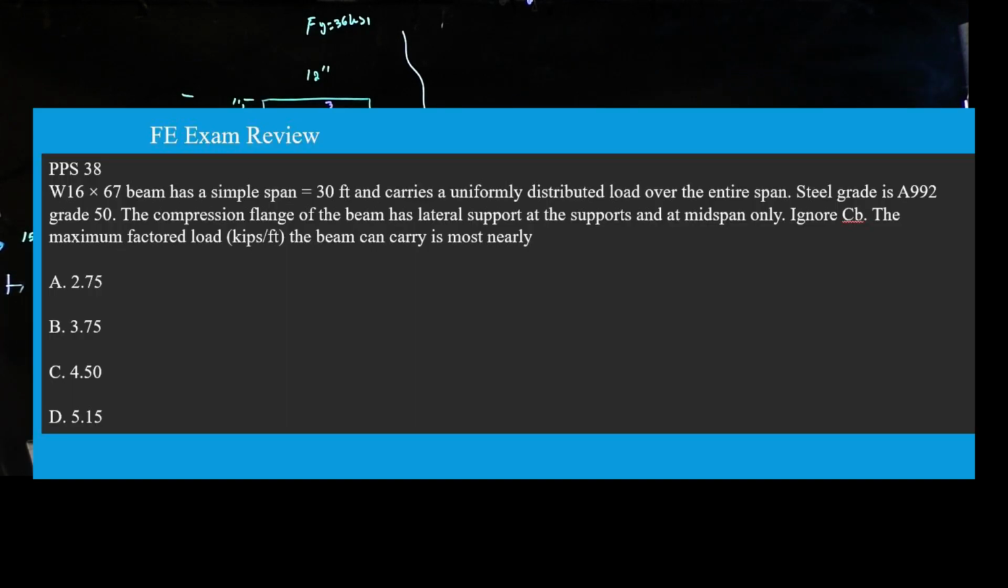That's it. Again, it should be less than 2 minutes. A W16x67 beam has a simple span of 30 feet and carries a uniform distributed load over the entire beam. Steel grade is A992, 50 ksi. The compression flange of the beam is laterally supported at mid span only. Ignore Cb. What is the maximum factored load on the beam?